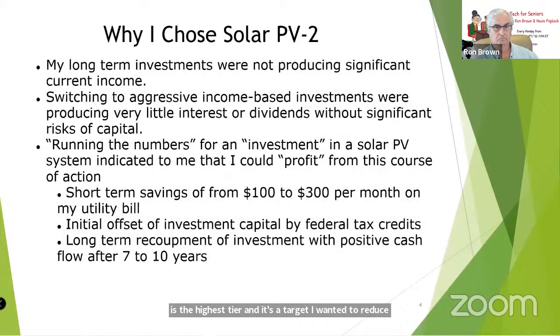At the same time, my long-term investments were not producing significant current income. Switching to aggressive income-based investments would produce very little interest or dividends without also increasing the risk to capital. Running the numbers for an investment in a solar PV system indicated to me that I could profit from this course of action through short-term savings of $100 to $300 per month on my utility bill, an initial offset of investment capital by federal tax credits, and long-term recoupment of investment with positive cash flow after 7 to 10 years.